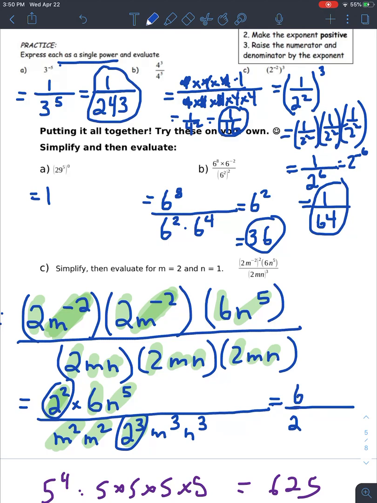I have 5 n's on the top and only 3 on the bottom. So if I have 1, 2, 3, 4, 5 on the top and 1, 2, 3 on the bottom, 3 of them will cancel out. I'm left with n squared on top. And that's it for the top. On the bottom I still have 1, 2, 3, 4, 5, 6, 7 m's. There is my answer: 6n squared over 2m to the 7.